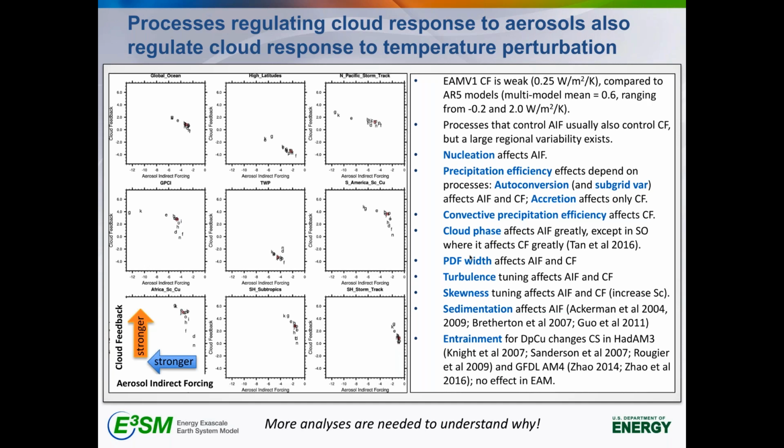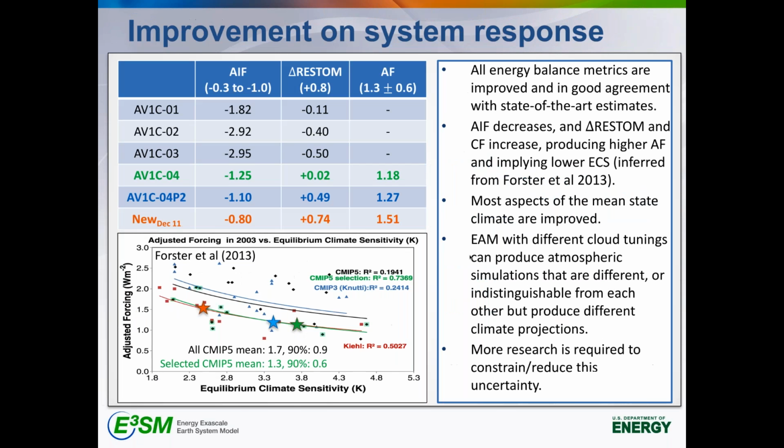So I used these processes to then tune the model, and this is the newly tuned result, which has an indirect forcing of 0.8 watts per square meter, so it's already within the range of the best estimates, and delta R_TOA is much closer to the observational estimates as well. So the adjusted forcing is increased from 1.18 to 1.51 watts per square meter.